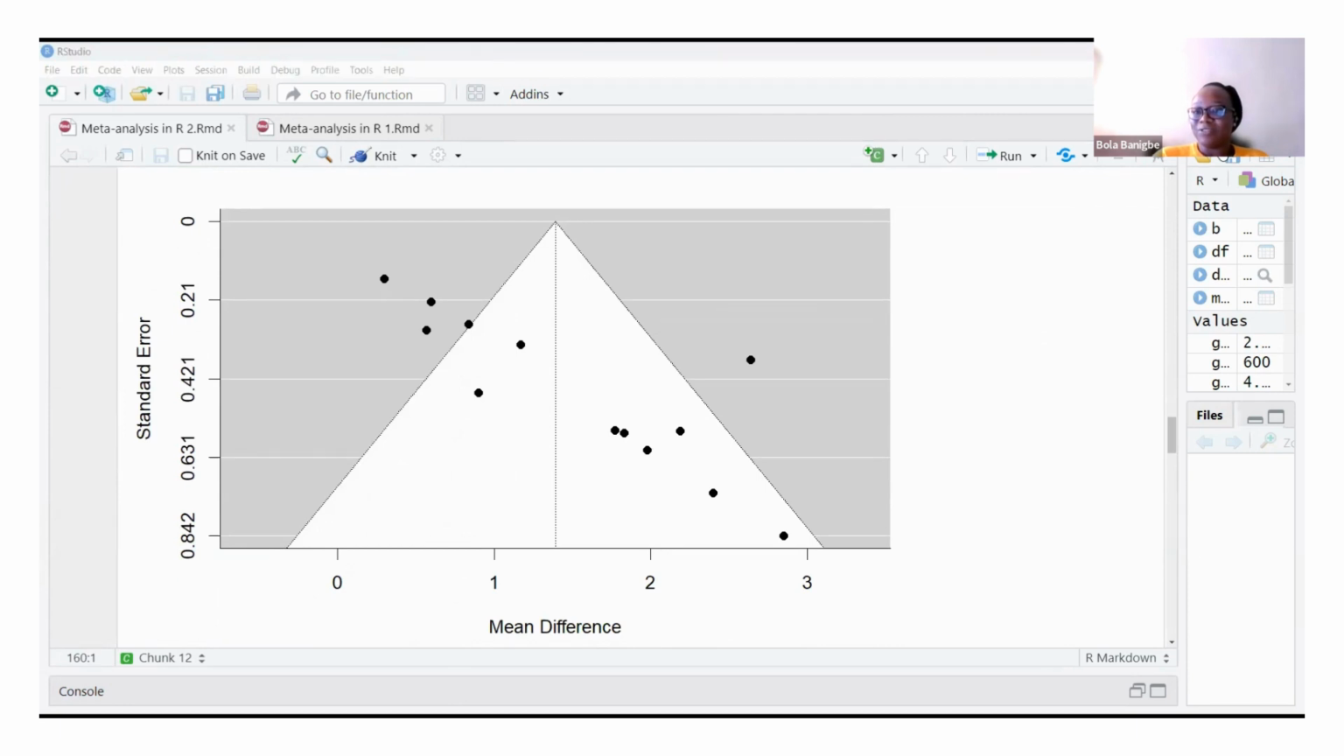Anybody wants to tell us what they see with this funnel plot? The studies are not related, but there is asymmetry, level of asymmetry. Sorry, say that again. Sorry, I didn't hear you clearly. Abbas, if you're speaking, you're still muted.